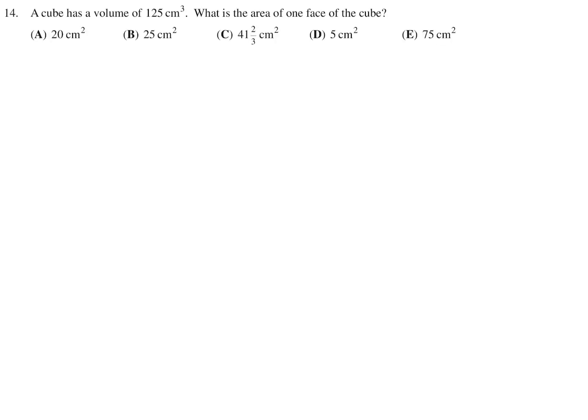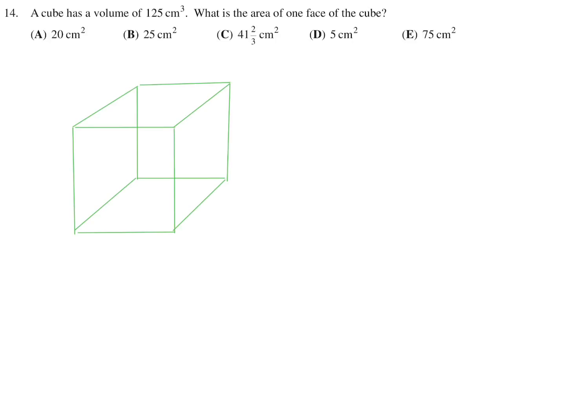A cube has a volume of 125 centimeters cubed. What is the area of one face of the cube? Okay, so here's a cube, and we can label it X, X, and X, right? It's a cube, so all the sides, length times width times height, are the same. And the volume is 125.